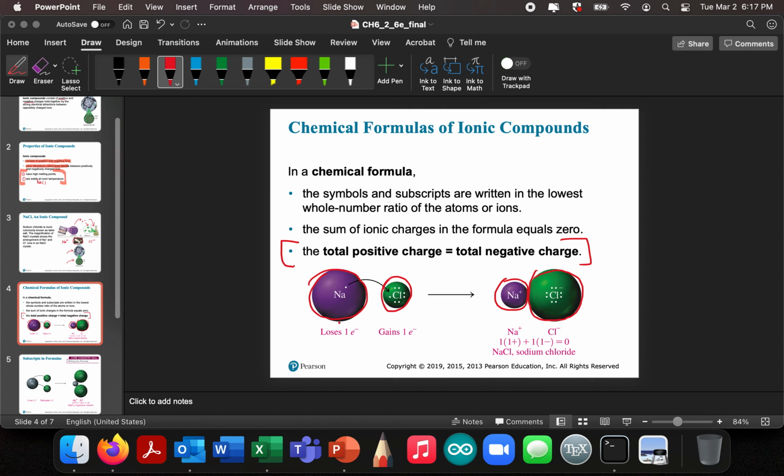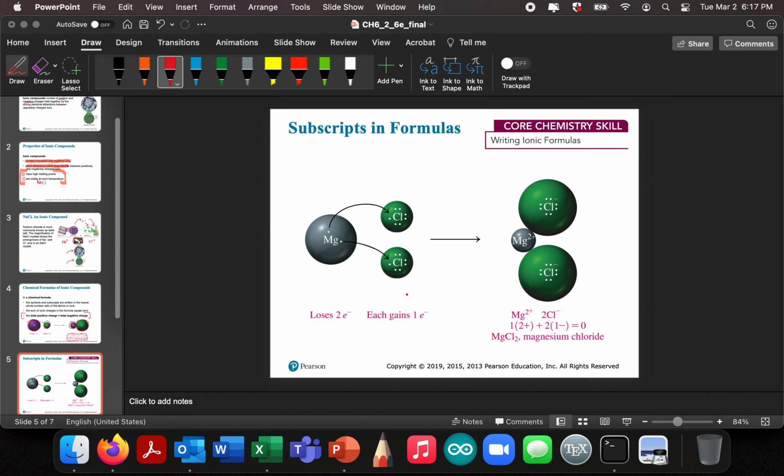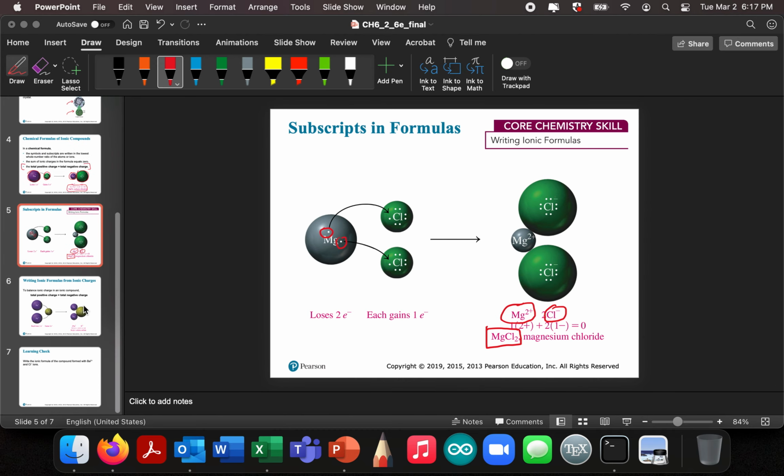So in this case, -1 and +1 gives you 0, right? But what happens if we take a magnesium atom? A magnesium atom has 2 extra electrons in its outer shell, and it's going to donate those to 2 separate chlorine atoms. When it does, it's going to end up as Mg2+, and there's going to be 2 chloride ions. So the actual compound that we're going to get with magnesium and chloride is going to be MgCl2. And this is the reason why: because the positives and the negatives have to match up.